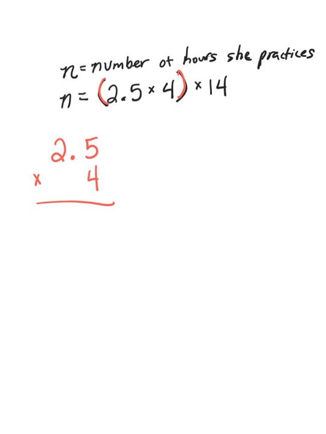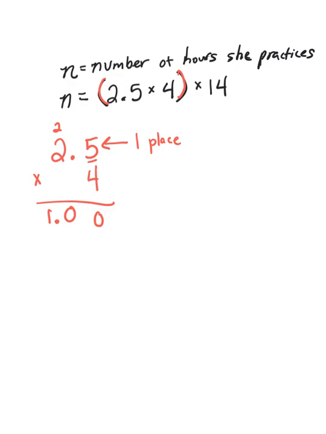Now I can go ahead and start multiplying. 4 times 5 is 20, put down the 0 and carry the 2. 4 times 2 is 8, plus 2 more is 10. And I can see here that I have 1 place value position to the right of my decimal point, so that means that my answer should also have 1 place value position. Am I right or am I wrong?